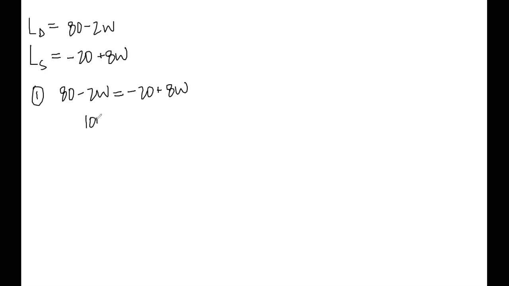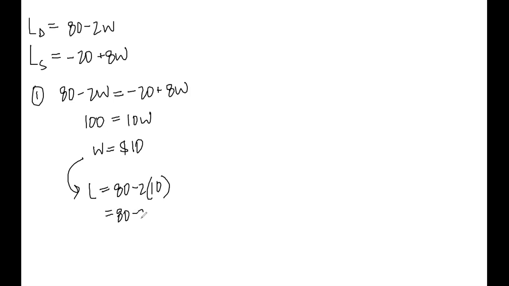Adding 20 to both sides, we get 100 on the left. Adding 2W to both sides, we get 10W on the right. Dividing each side by 10, we get an equilibrium wage rate of $10. Again, since we're in equilibrium, we can plug that back into either equation. I'm going to use the first one. So our equilibrium level of labor is going to be 80 minus 2 times our equilibrium wage, which is 10. So we have 80 minus 20. So we see that the equilibrium level of labor for natives is 60 workers.